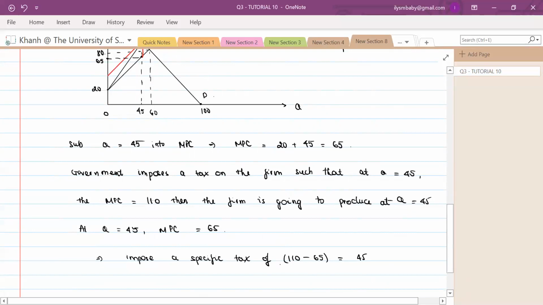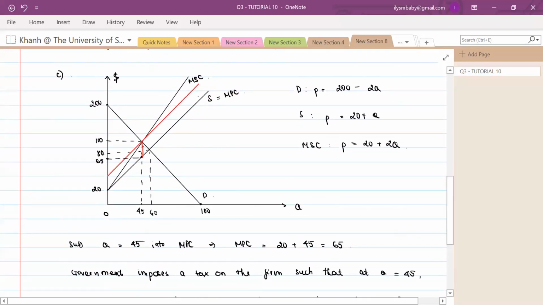Therefore it's going to increase the firm's marginal cost from 65 plus 45, which is equal to 110. And so it's going to shift the supply curve up. The gap over here is basically 45, so the tax is equal to 45 per unit. It shifts the supply curve up all the way to S dash.